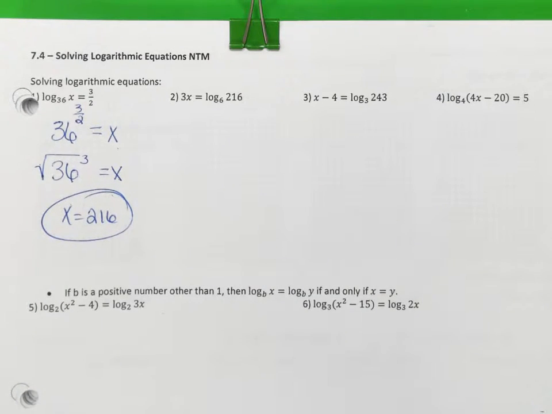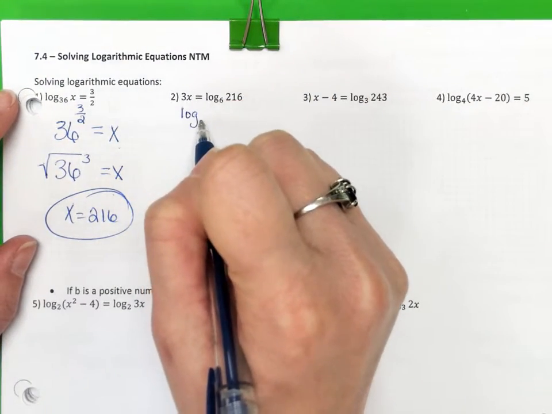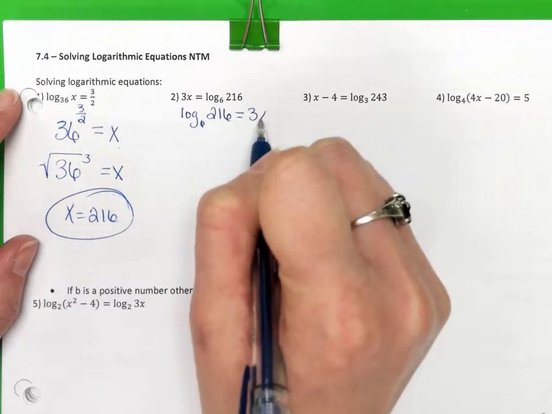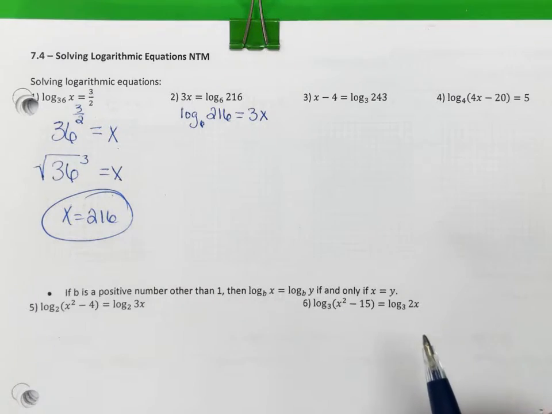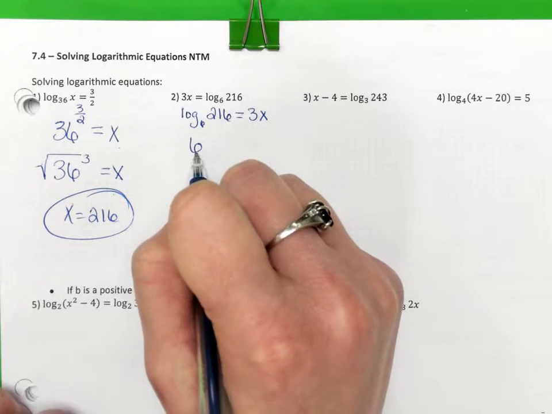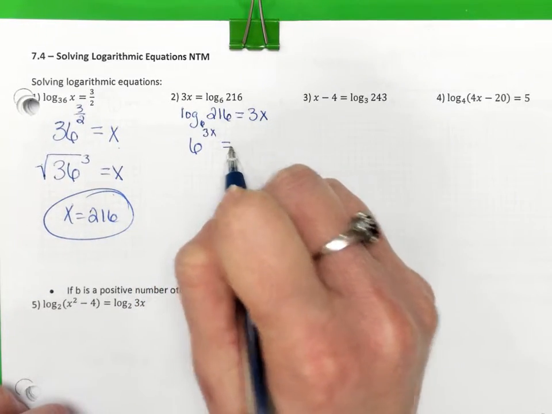All right, let's look at number 2. Number 2 is the same thing, but it's backwards. Now, if I were you, and you're like me, because I'm a little dyslexic, I like to have things the exact same way that I've been doing it. Especially because this stuff can be a little tricky when you're looking at it, right? So I like to rewrite it in the exact same way. So now what's my base? 6 to what power? 3x. And what does it equal?